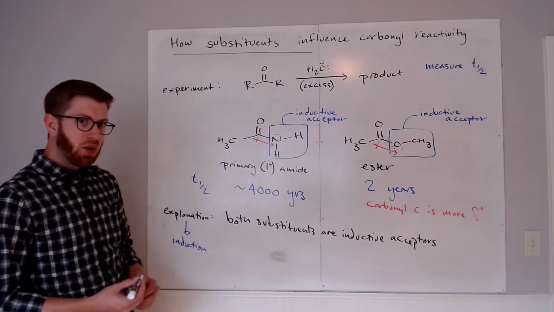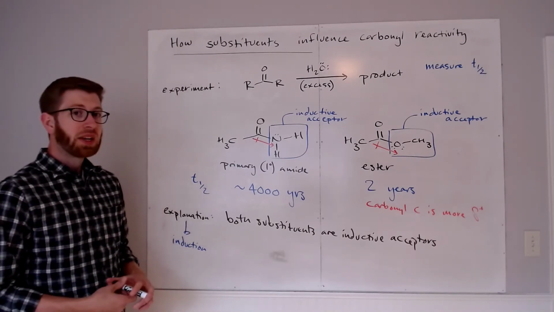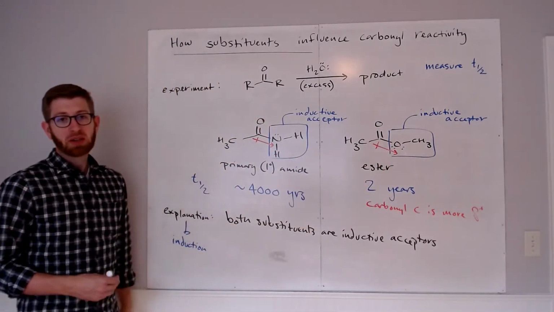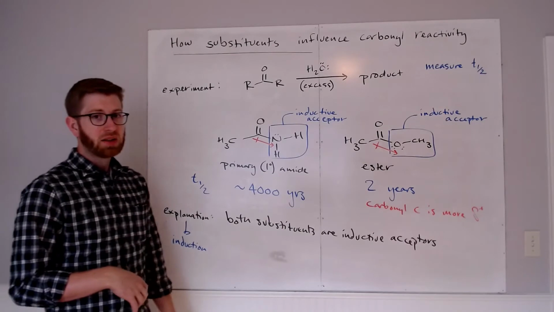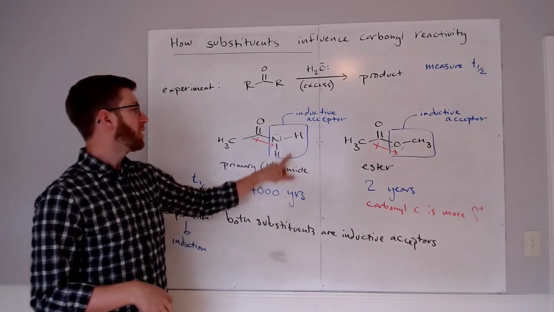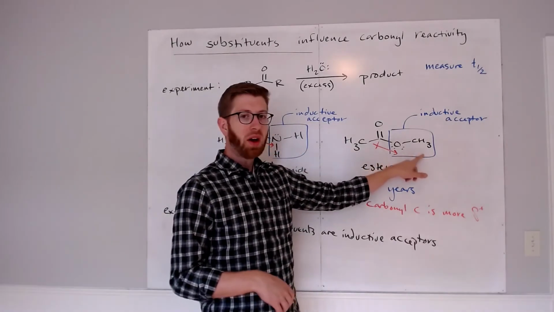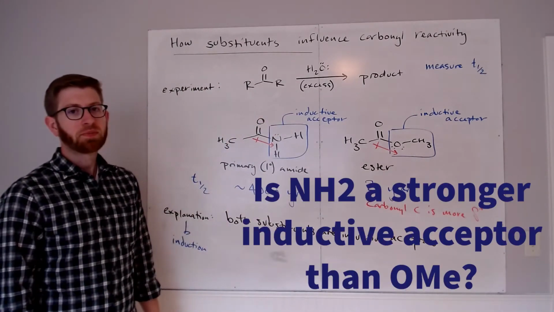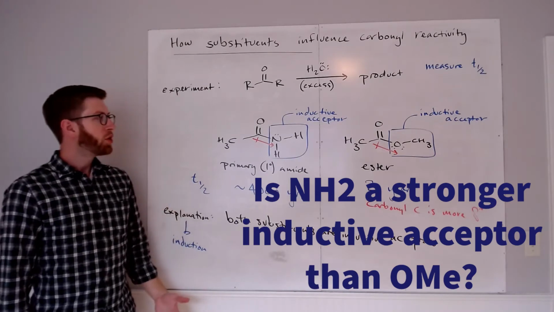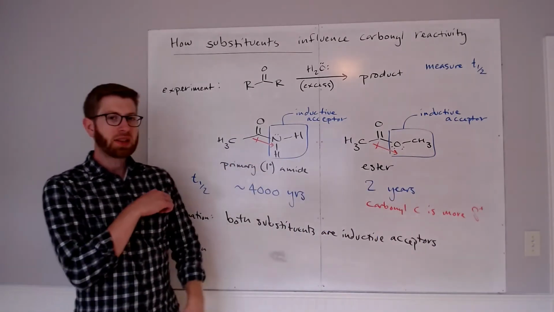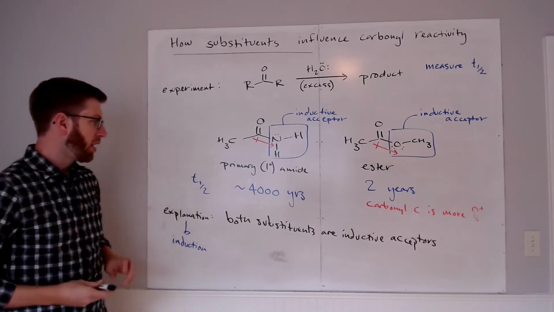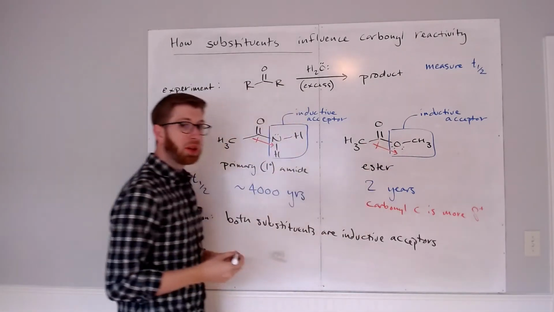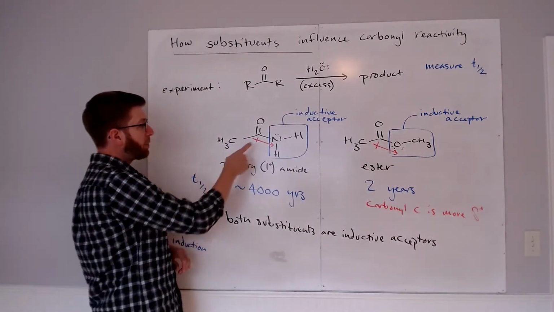We also know that there's a difference in electronegativity between nitrogen and oxygen. And that might help us. So I guess what I want you to decide is which of these two groups, NH2 or the methoxy group, is a stronger inductive acceptor. One of the things that you might have thought about is that nitrogen is less electronegative than oxygen. And that means that this dipole between carbon and oxygen will be larger than the dipole between carbon and nitrogen.